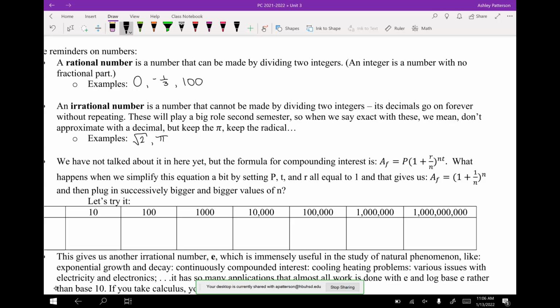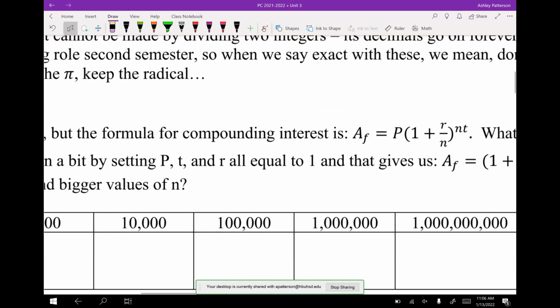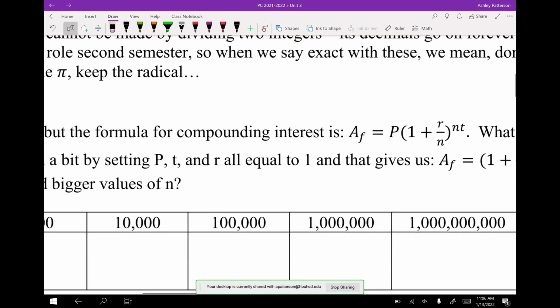Okay, so we haven't talked about it yet. Next week, we're going to jump into some applications with exponential and logarithmic functions. But one of the ones we're going to see is compounding interest. And so here's the formula for it. A sub f. Any little value down in the bottom right-hand corner is considered sub. You don't need to know what all these letters stand for, but I'm going to tell you right now just so you know they do have a purpose.